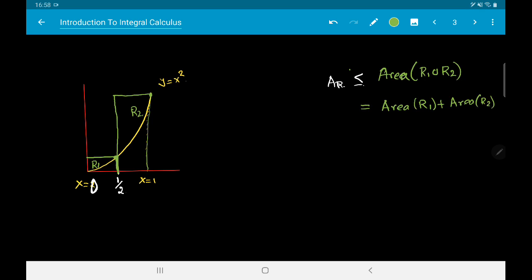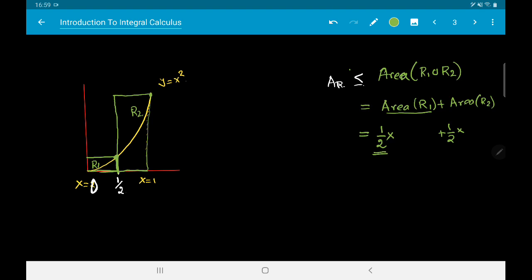So can we compute the area of R1 and R2? Well, we can. We know that each of the rectangles has length half. So to compute the area of R1, I have to take half times the height of R1, and also half, because this is the length of the base, times the height of R2. So what is the height of R1 to begin with?